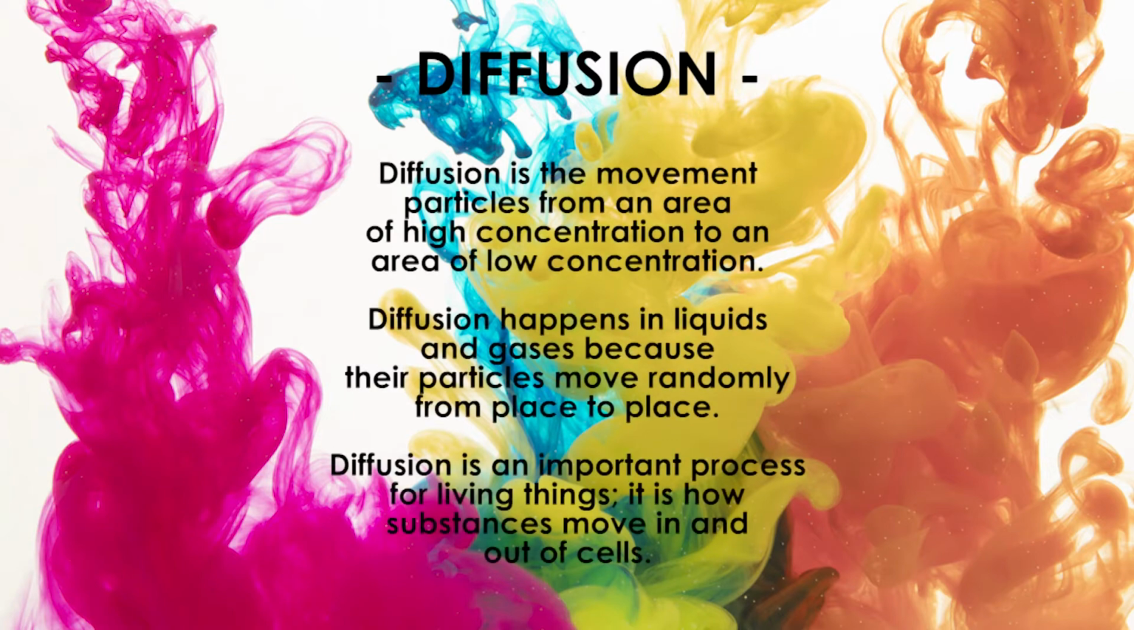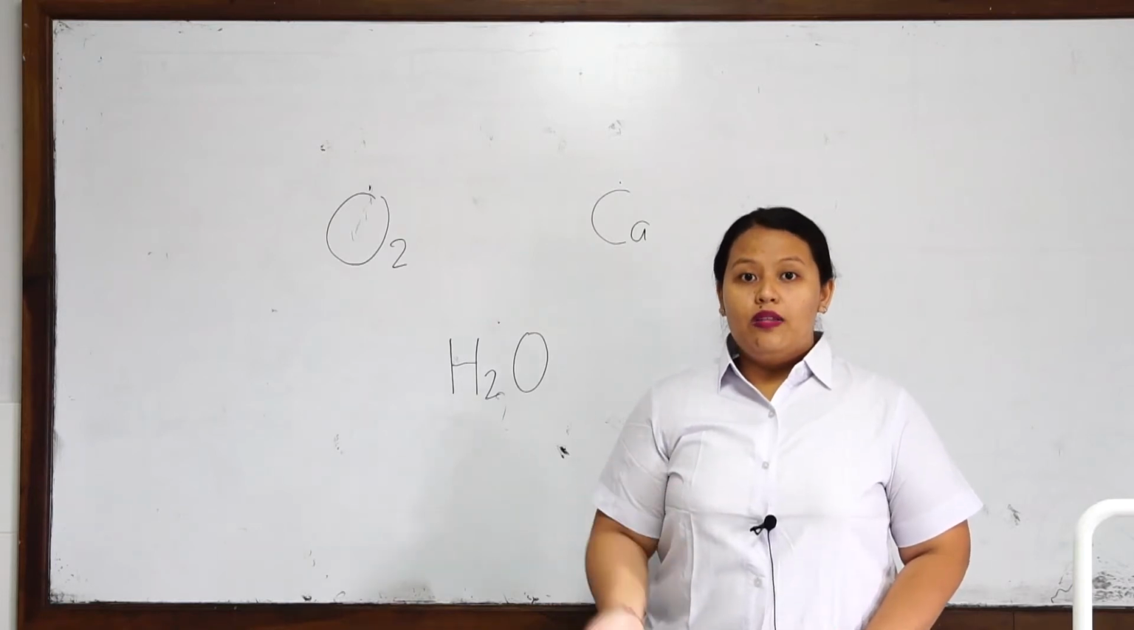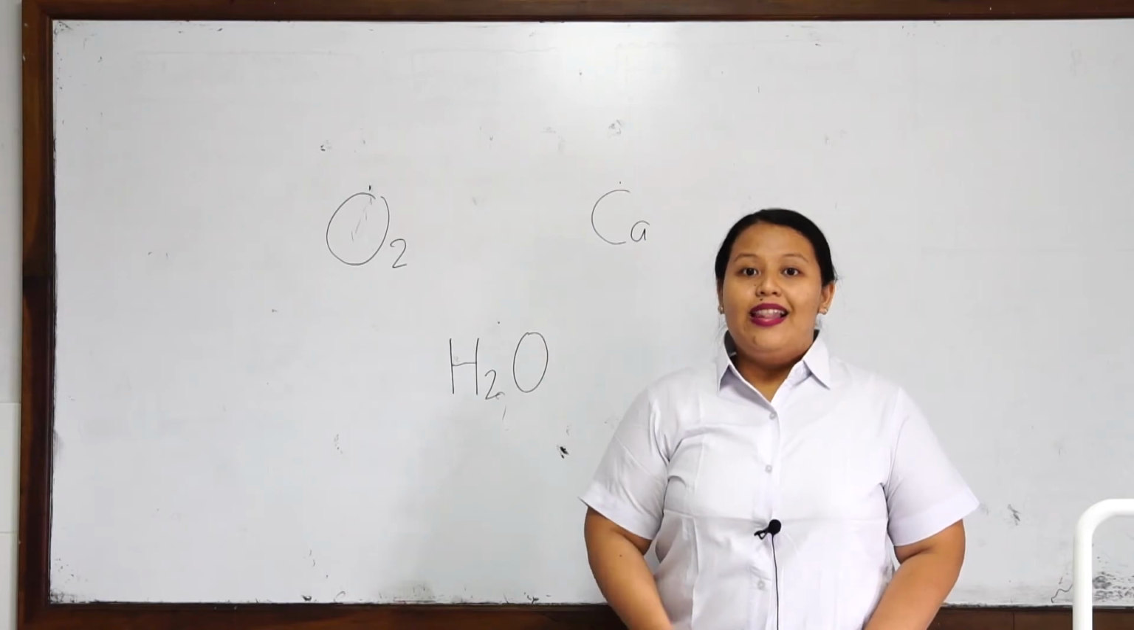Diffusion is the movement of particles from a high concentration to a low concentration. This process can happen only in the liquid state and gas state, because their particles are arranged farther apart from one particle to another. So we will start this experiment. Let's begin.